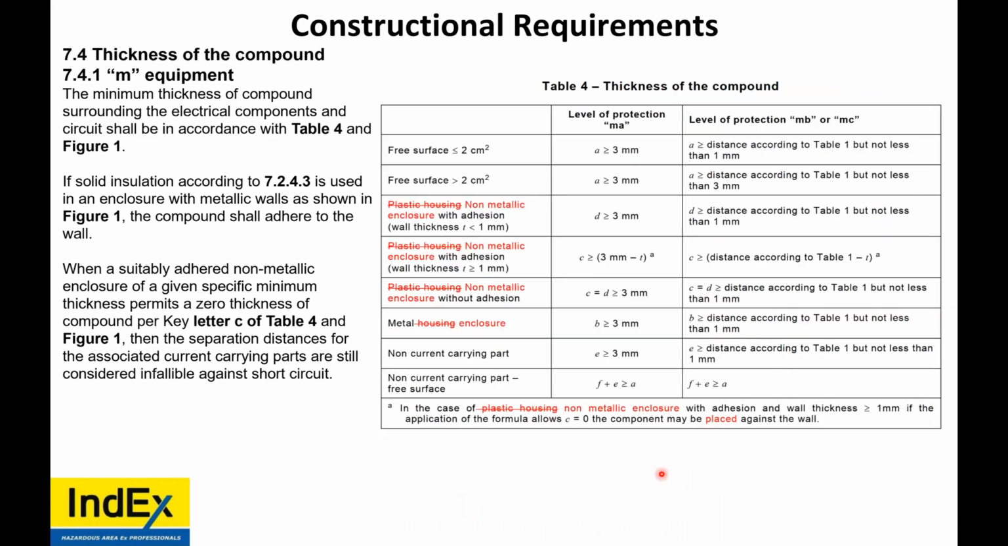Now, what about the actual thickness of the compound itself? Well, you saw the figure. Now it starts going into other calculations and requirements. Basically, minimum 3 mil is a good measurement to have, and perhaps it could be more.